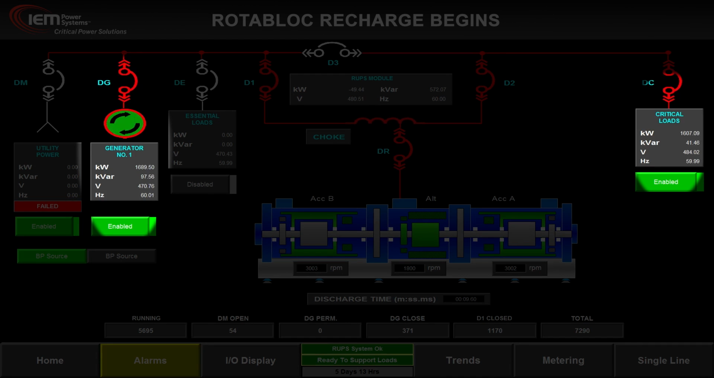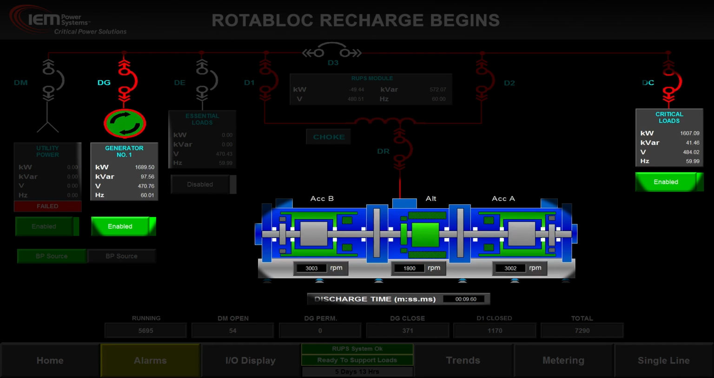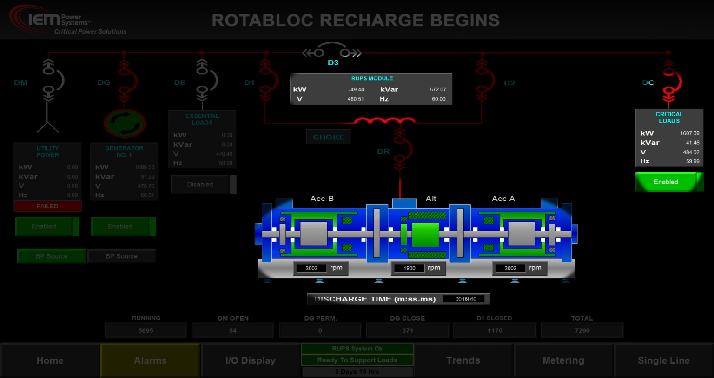The critical load remains fully supported by the diesel engine genset. The Rotoblock is recharged using surplus genset power. The accumulators will be fully charged after approximately 8 minutes. The RUPS continues to condition the power to the critical load.